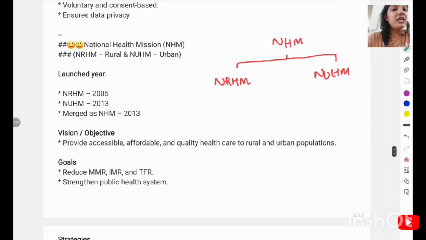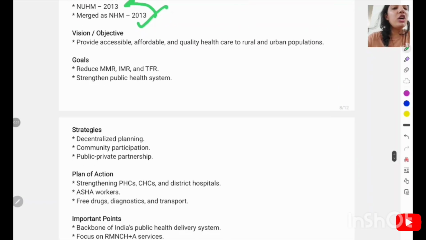Next program is the National Health Mission, and it has two components: National Rural Health Mission and National Urban Health Mission. The National Health Mission was launched in 2013, but the rural one was launched before that, in 2005, and the National Urban mission came with the National Health Mission. Our vision is to provide accessible, affordable, quality healthcare to rural and urban areas. Basically, the urban population can get the maximum benefit most of the time, but rural is always behind. So we have to strengthen and provide access to affordable quality healthcare for the rural population.